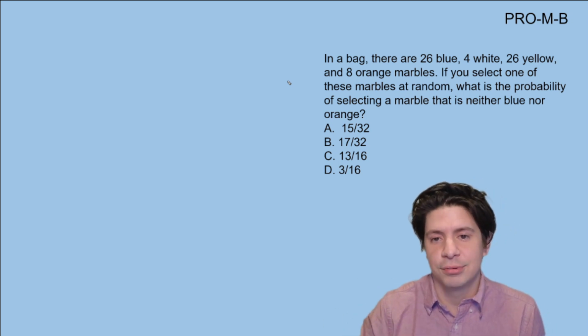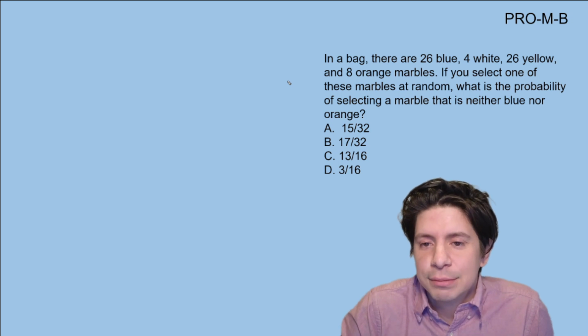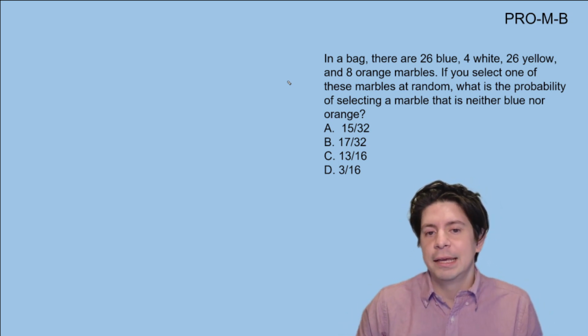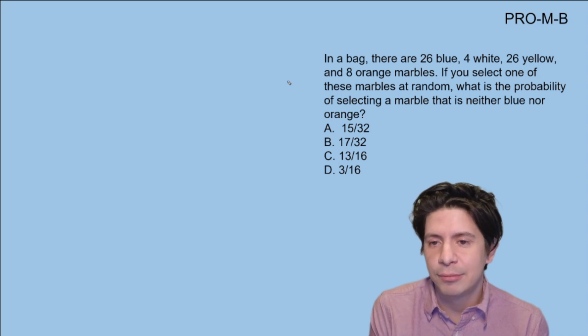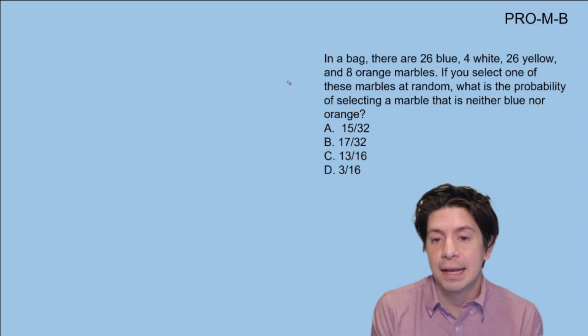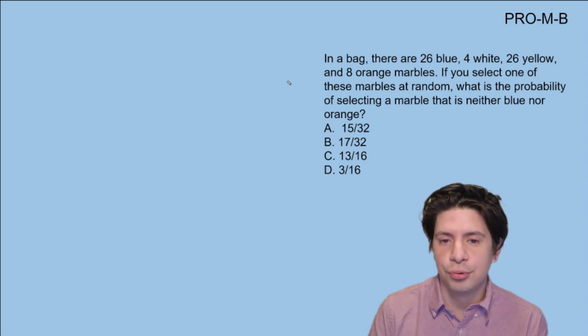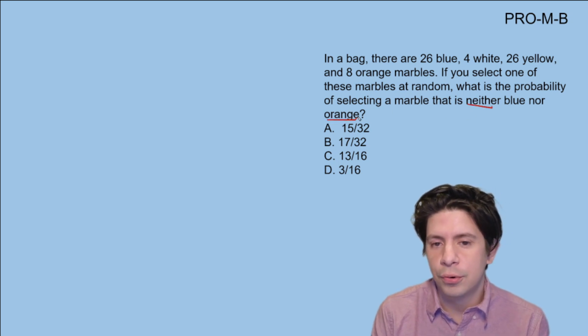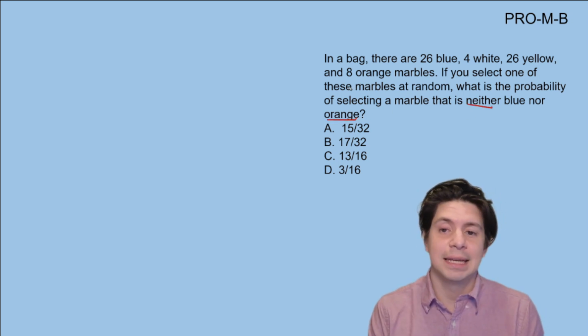So let's try this one here. In a bag, there are 26 blue, 4 white, 26 yellow, and 8 orange marbles. If you select one of these marbles at random, what is the probability of selecting a marble that is neither blue nor orange? So the key here is that it's neither blue nor orange. So that means it's anything but those two.